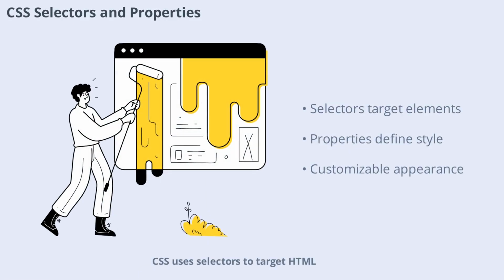CSS uses selectors to target HTML elements and properties to define their appearance. For example, you can use a selector to style all paragraphs with a specific color or change the font size of headings. Understanding how selectors and properties work is key to mastering CSS and creating visually appealing websites. Let's look at some common examples and how they're used in real projects.